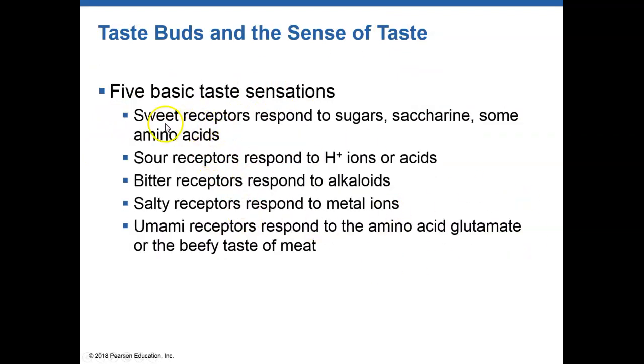There are 5 different types of taste that we can have. We have sweet receptors, sour receptors, bitter receptors, salty receptors. And then umami. Umami is the taste that's kind of like meaty flavors.